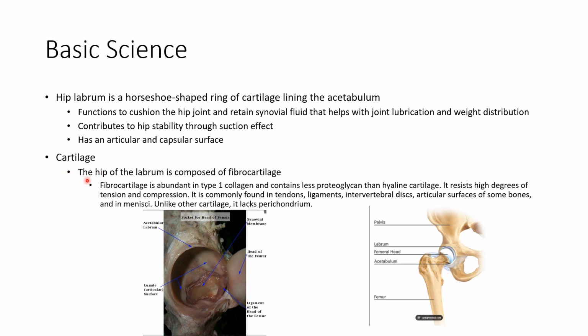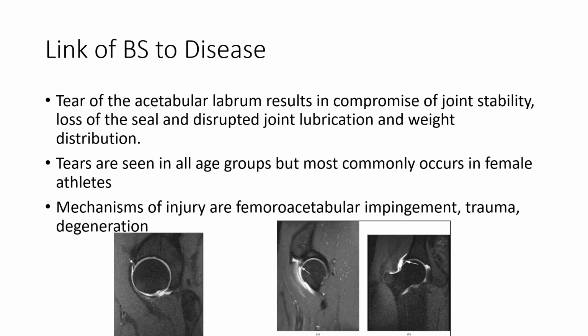So the cartilage is made of fibrocartilage. It's abundant in type 1 collagen and contains less proteoglycan than hyaline cartilage. This resists high degrees of tension and compression, and it is commonly found in tendons, ligaments, intervertebral discs, articular surfaces, bones, menisci. Fibrocartilage does not have a perichondrium, so it does not heal very well.